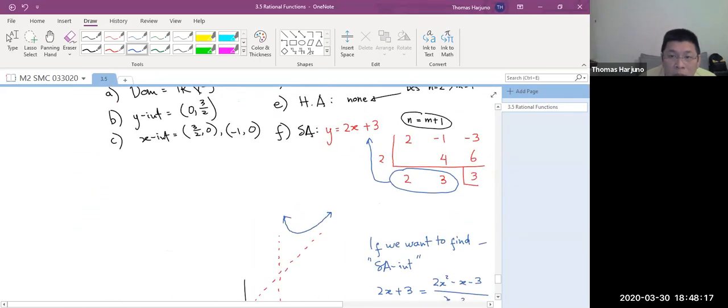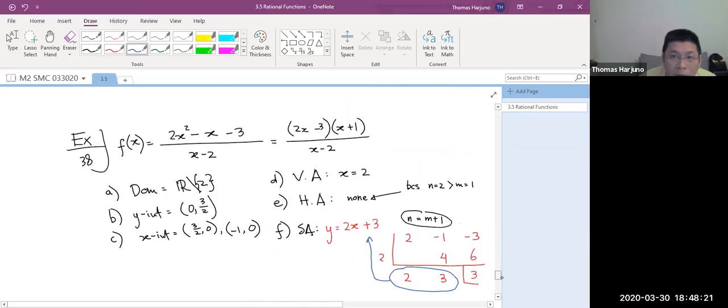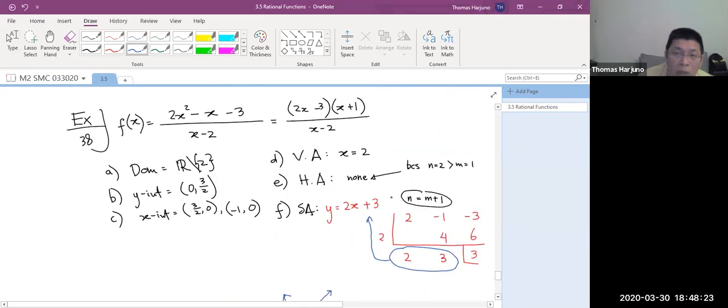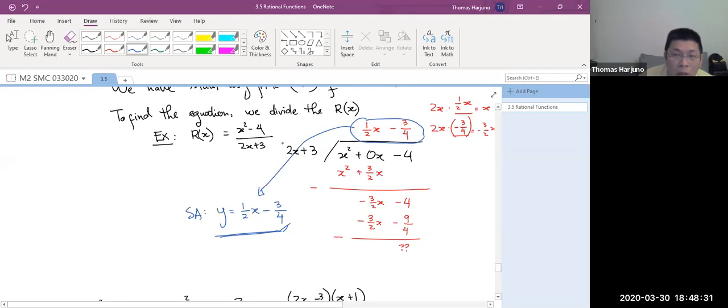So this is how we get that slant asymptote. You basically divide the numerator by the denominator. If we are lucky, we can use synthetic division, as in our example number 38. But if we are not so lucky, then we need to use long division. Basically, we divide it.